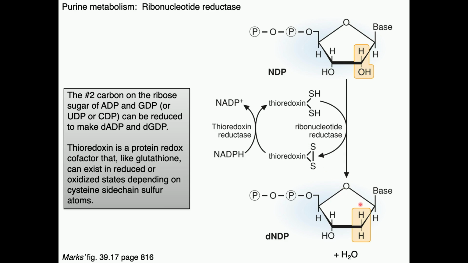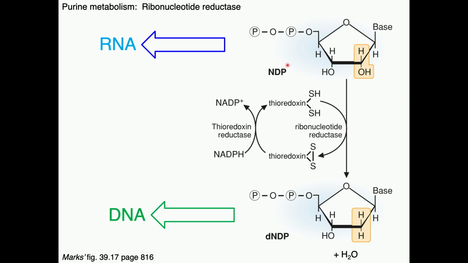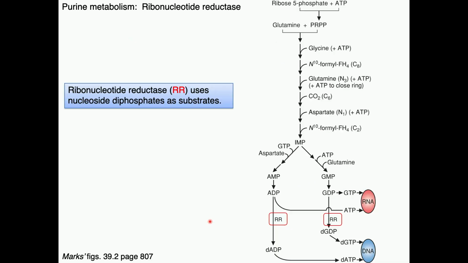Okay, so the basic idea: the nucleotides are components of RNA, and likewise components of NADH and coenzyme A and some of these other uses for nucleotides. The deoxynucleotides are used for DNA. And ribonucleotide reductase is always going to use the diphosphate form as its substrate. Okay. Any questions on purine synthesis?